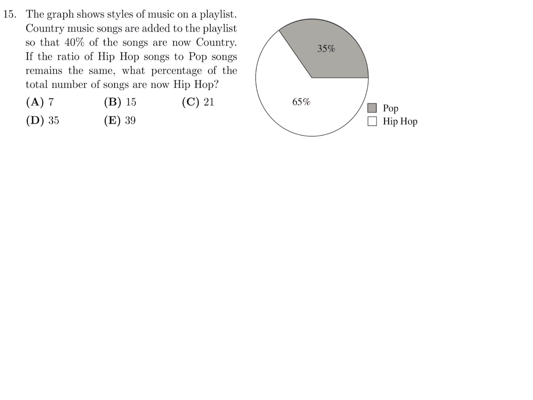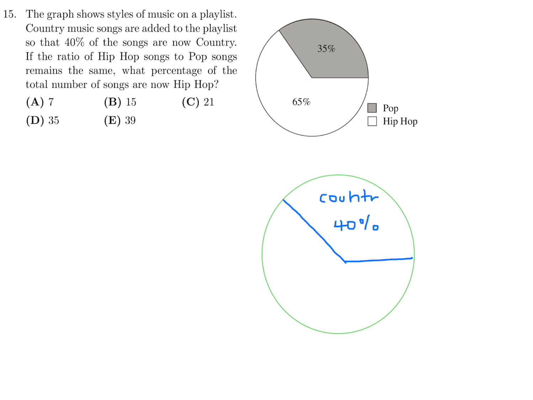The graph shows styles of music on a playlist. Country music songs are added to the playlist so that 40% of the songs are now country. If the ratio of hip-hop songs to pop songs remains the same, what percentage of the total number of songs are now hip-hop? Okay, so what they're basically saying is you're taking your playlist and you're adding to it a whole bunch of country songs. So now your playlist is 40% country. So there we go. Now the remaining songs obviously make up 60%.